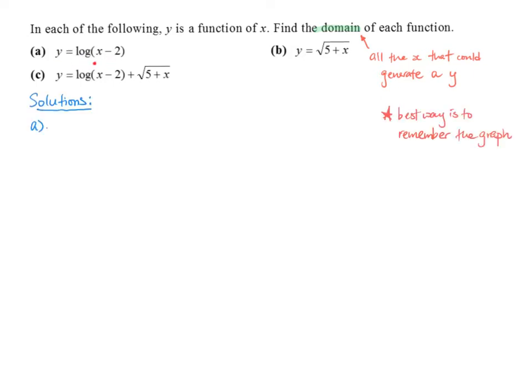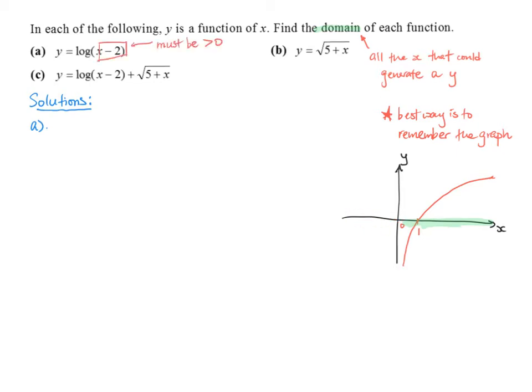In order to find the domain of this log function, the best way is to remember how exactly a log function looks like. Well, generally, the log function looks like this, right? So in this case, only all the x greater than 0 will produce a value for y. When x equals 0 or is less than 0, it's NA, right?